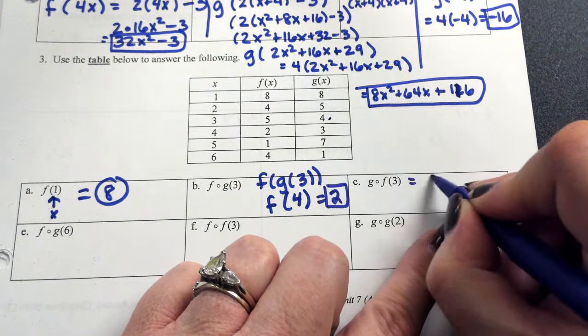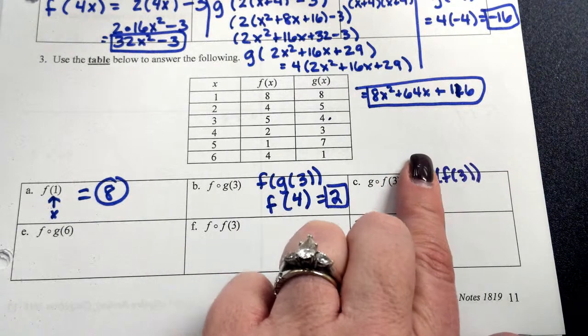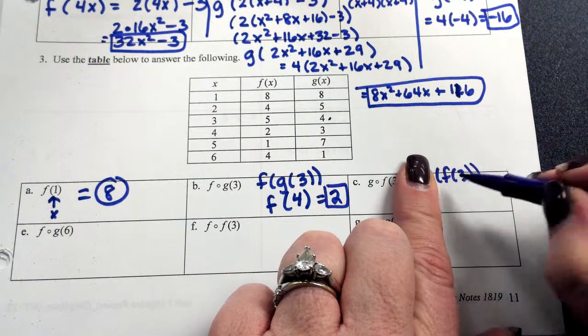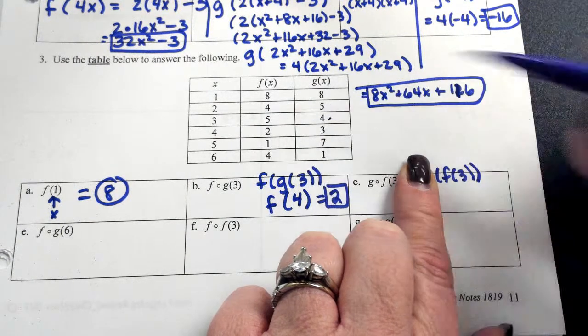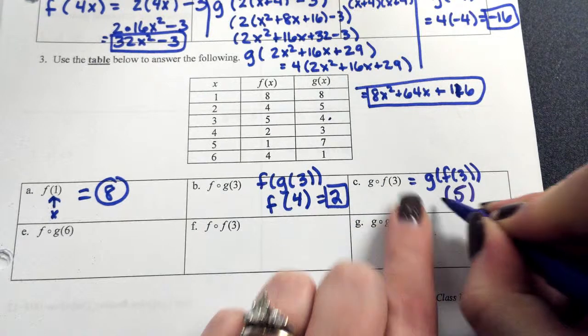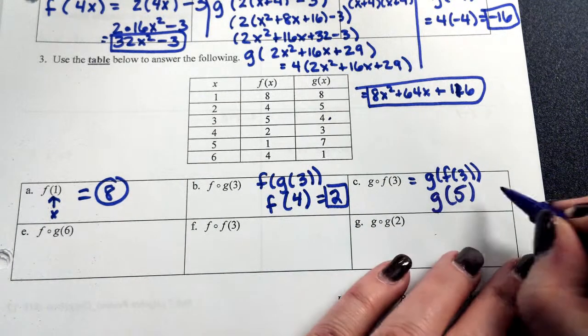G of f of 3. Again, start on the inside. What is f of 3 from the table? F of 3 is equal to 5. Now look on the outside. What is g of 5? G of 5 is 7.